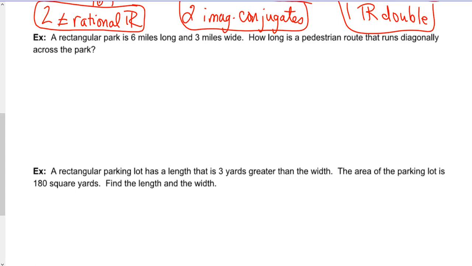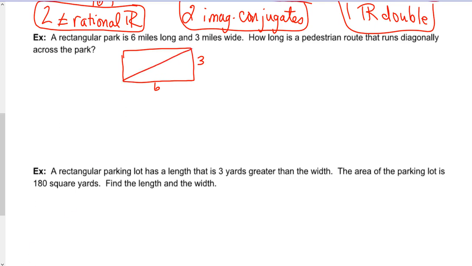All right, so the last 2 problems are dealing with word problems, applications of quadratics. And so we are going to look at this first one, which talks about a rectangular park is 6 miles long and 3 miles wide. How long is a pedestrian route that runs diagonally across the park? Okay, so I'm going to draw a rectangle. Always draw a picture if you can. It is 3 miles wide, 6 miles long. And how long is a pedestrian route that runs diagonally across this park?